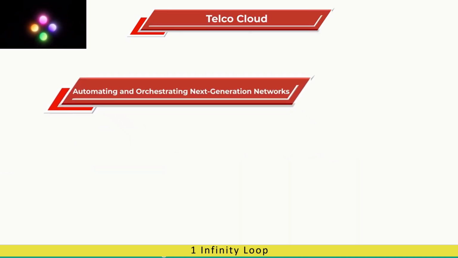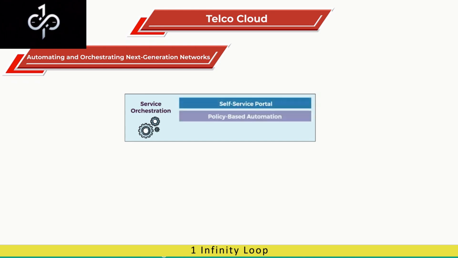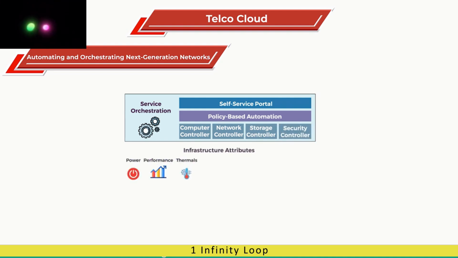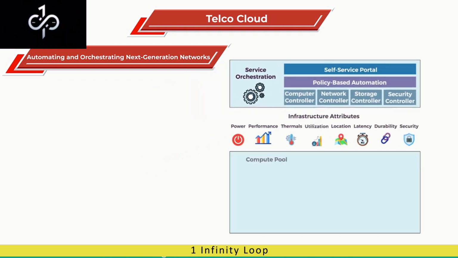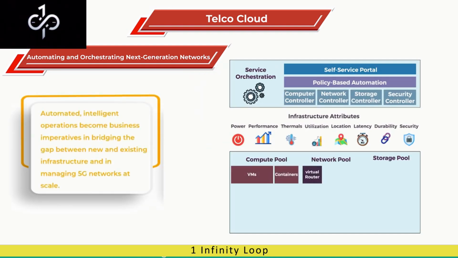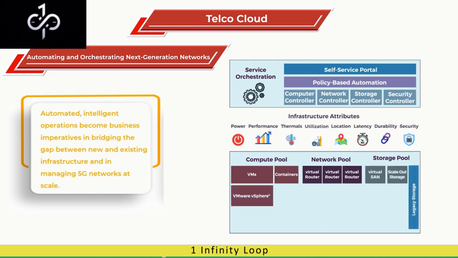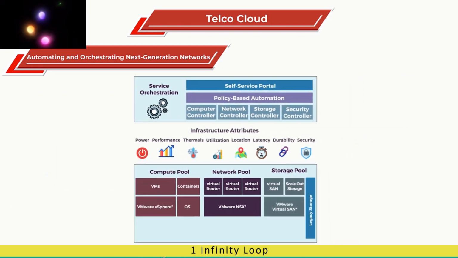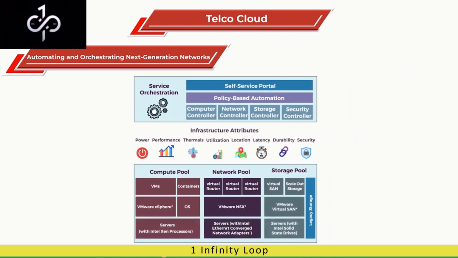Orchestrating next generation networks. Automation is pivotal to business success and the operationalization of emerging 5G network technology. Meeting the needs of new technology requires different approaches to basic problems that now stem from increased levels of complexity associated with the joint management of new and existing network infrastructure. Automated, intelligent operations become business imperatives in bridging the gap between new and existing infrastructure and in managing 5G networks at scale.